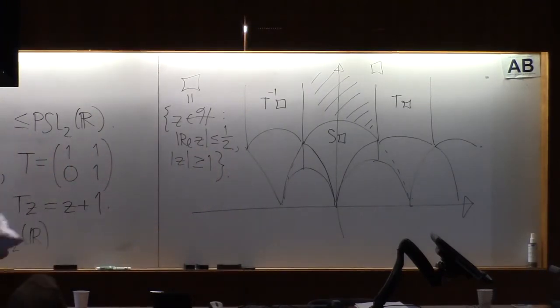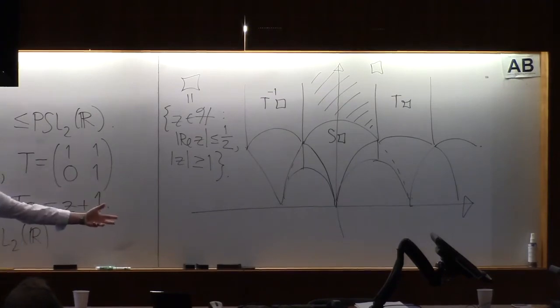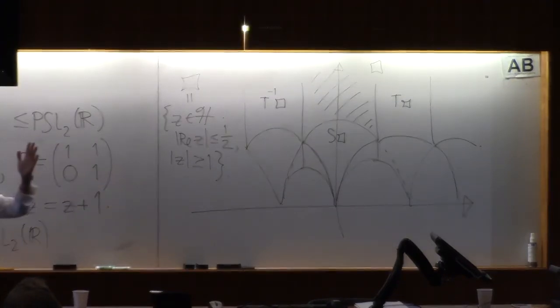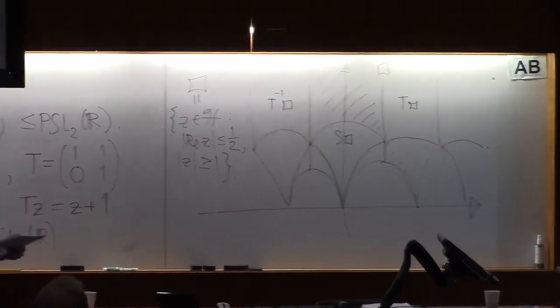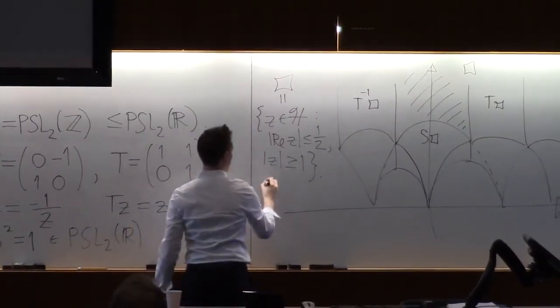Okay, so I took the intersection of things with absolute value greater than or equal to 1, and real part between minus a half and a half. That gives me this set here. Okay, so this thing is a fundamental set.